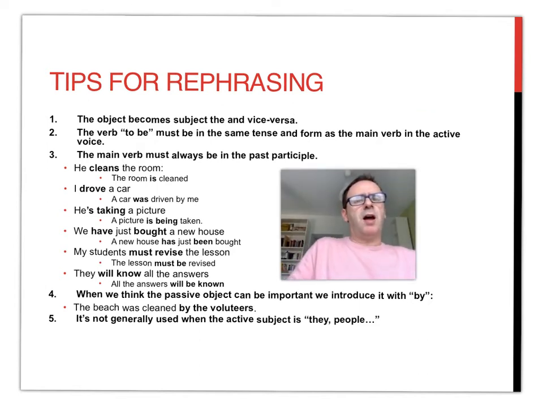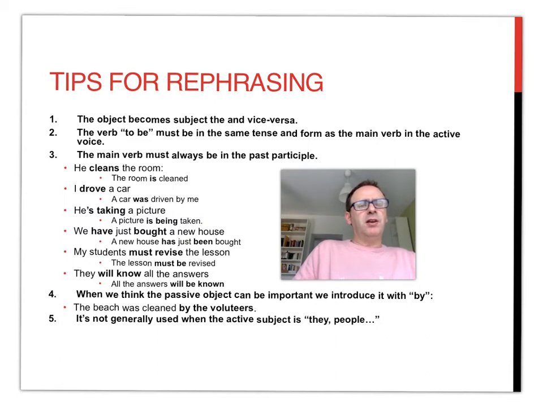And to illustrate how these tips work, we are going to have a look at these examples here, okay? He cleans the room. The room is cleaned. Now notice how the main verb is in the present, cleans, and how the verb to be needs to be in the same tense, okay? The room is cleaned. And now also notice how we are transforming the main verb, cleans, into the past participle, cleaned, okay?